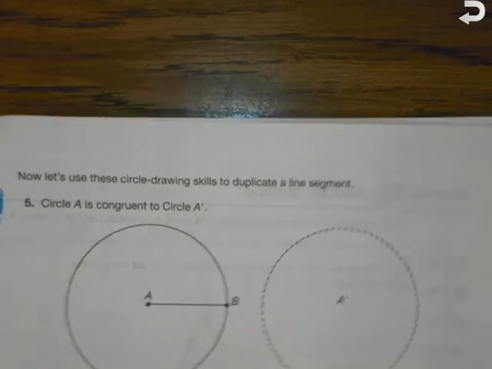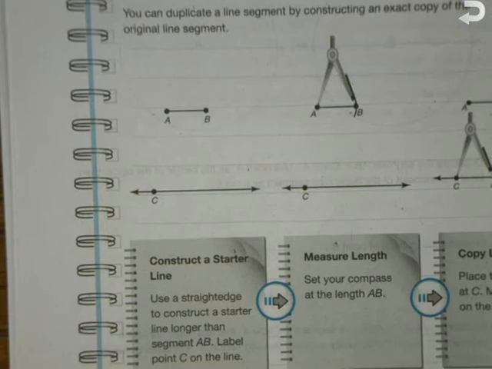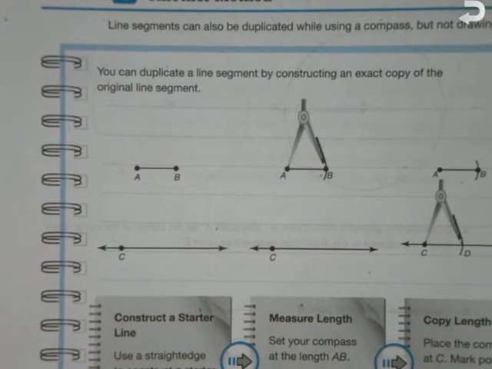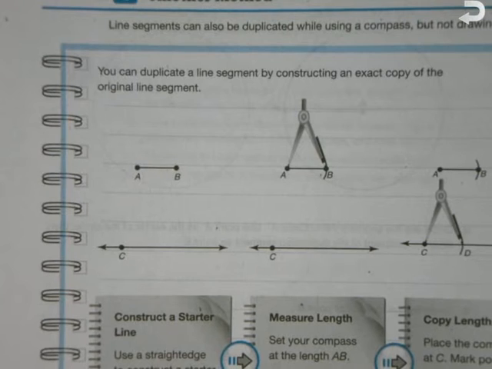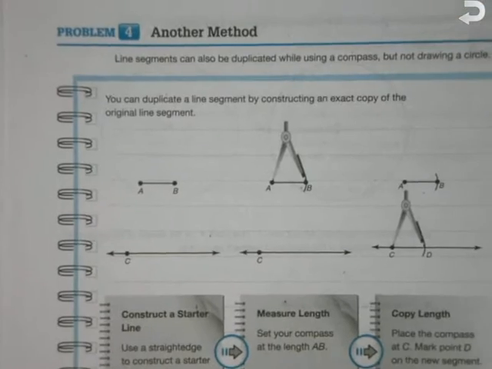Let's skip that page and go to the next page. So you should be on page 664. We're going to construct segments and then we're done. Okay, problem 4, another method.